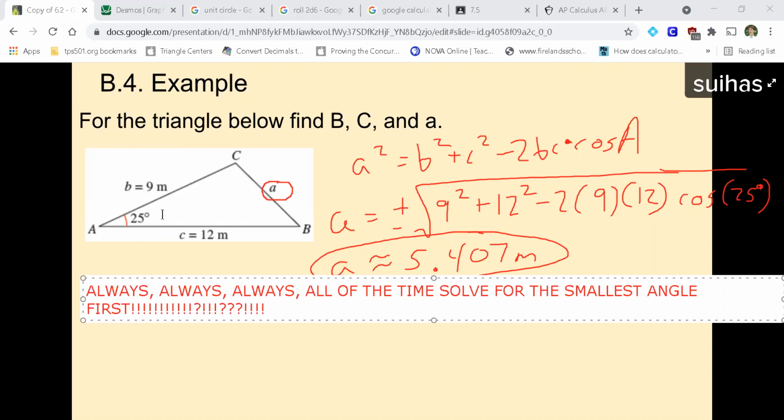If you do the smallest angle first, it has to be acute, right? You can't have two obtuse angles in a triangle. The largest angle is either acute or obtuse. The other two have to be acute. Does that make sense? You can't have two angles that are bigger than 90, because if you had two angles that were bigger than 90, that's past 180.